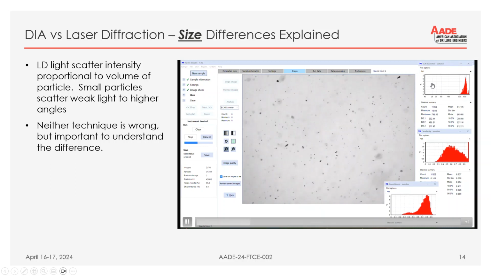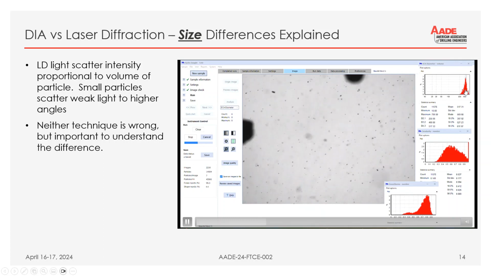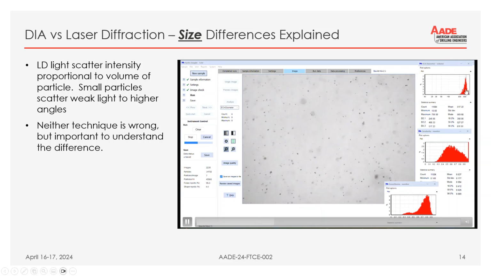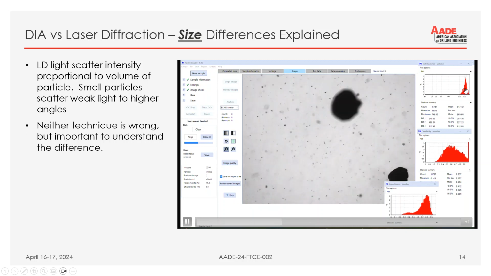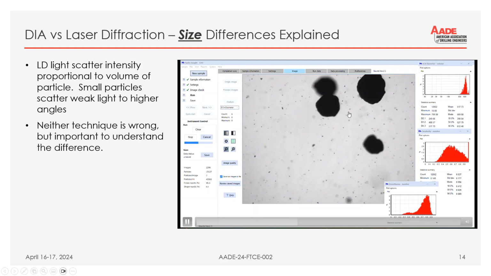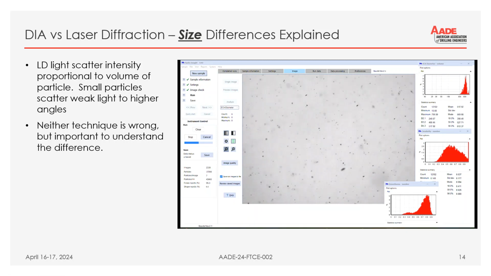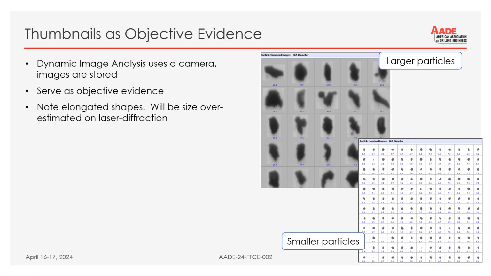A volume-based technique such as laser diffraction, unfortunately, will only be able to give you the data of the larger particles because the forward scatter drowns out the weak scatter, backscatter, or higher angle scatter of the smaller particles. Again, neither technique is wrong. It's just important to understand why there is a difference.